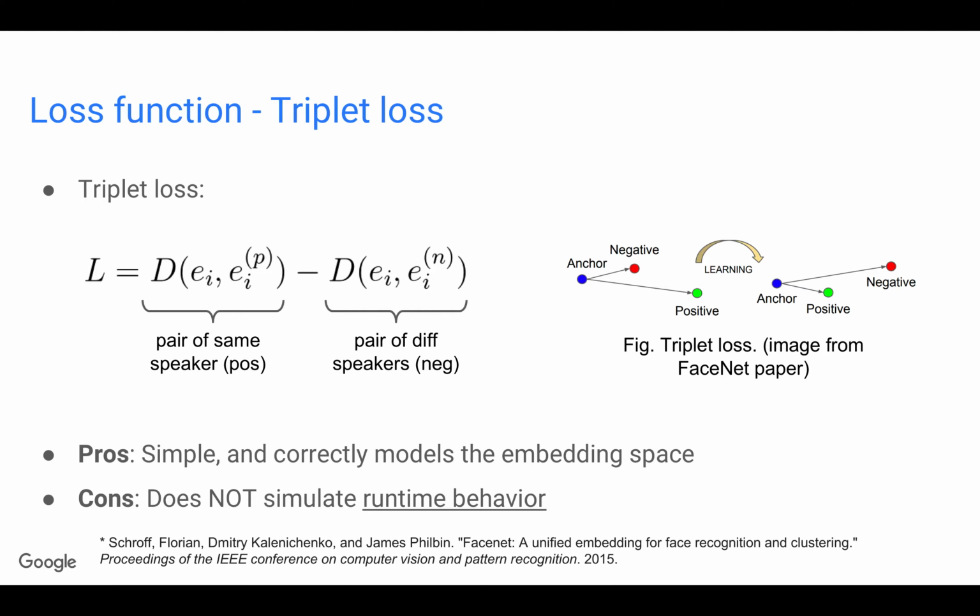Now we have a positive pair and a negative pair. We compute the distance between the two pairs. We want the positive embedding to be close to the anchor embedding because they are from the same speaker. And at the same time, we want the negative embedding to be far away from the anchor embedding because they are from different speakers. So our loss function is just a subtraction of the two distances. This is a very simple and very successful approach because it correctly models how we want the embedding space to be. But there is one disadvantage, which is that it does not simulate the runtime behavior.